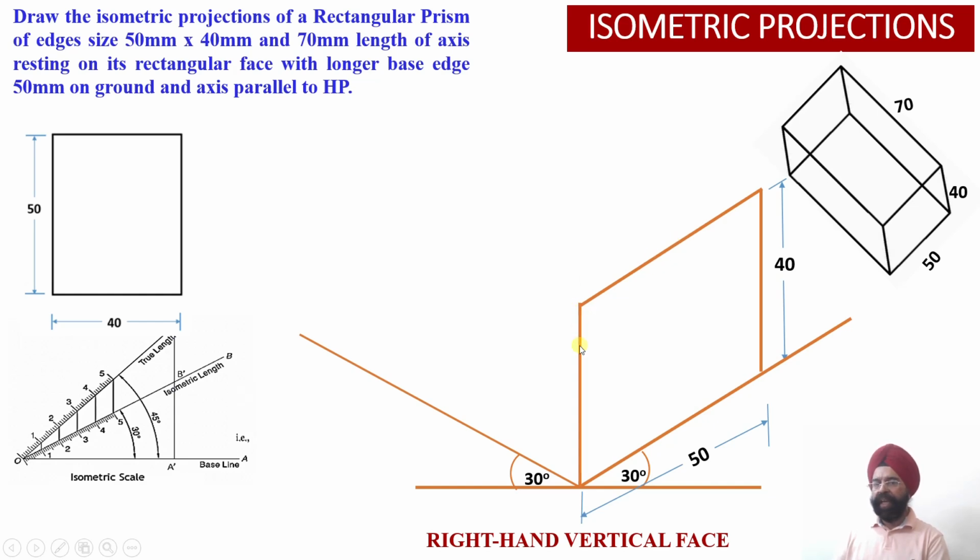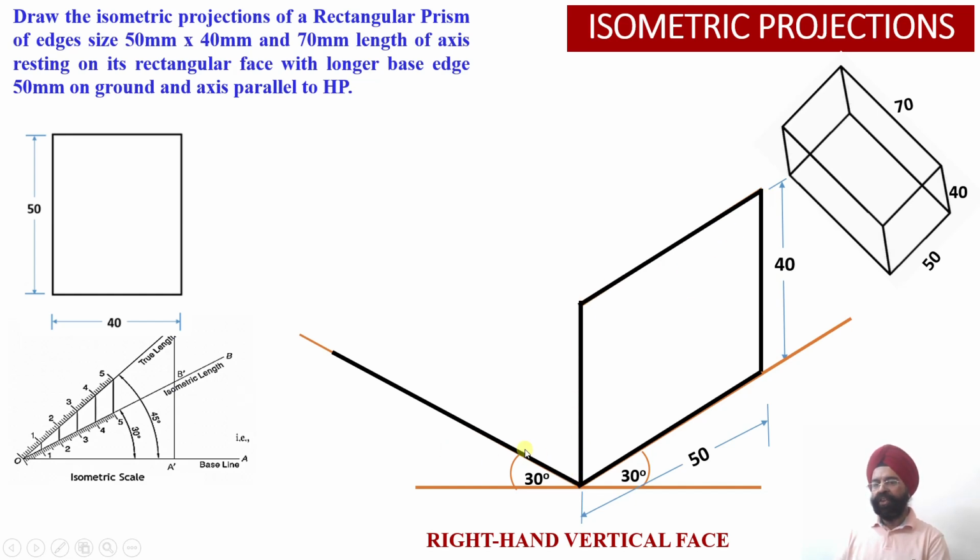So I have been able to obtain this rectangular face, which is the front face of this particular rectangular prism, and I can darken all the edges of these faces because the observer is going to look from this side. So the observer will be able to have a clear picture of all these four edges of this rectangular prism.